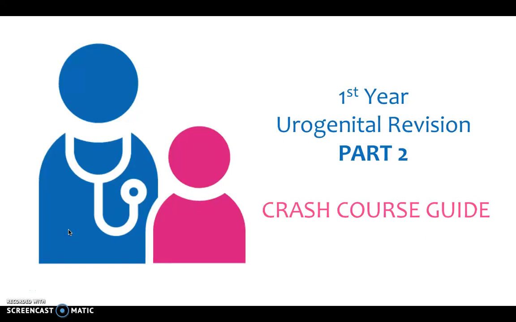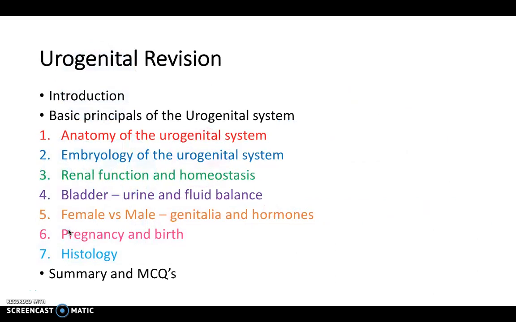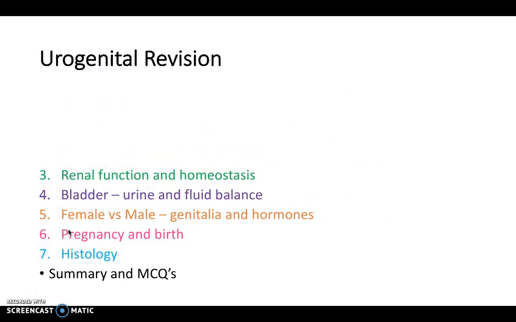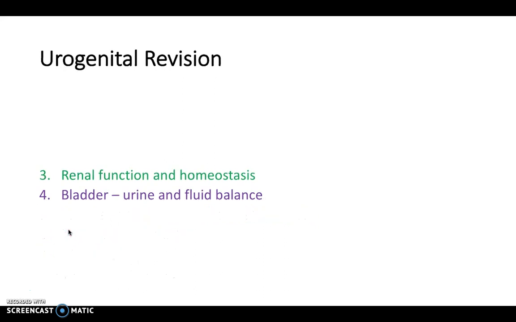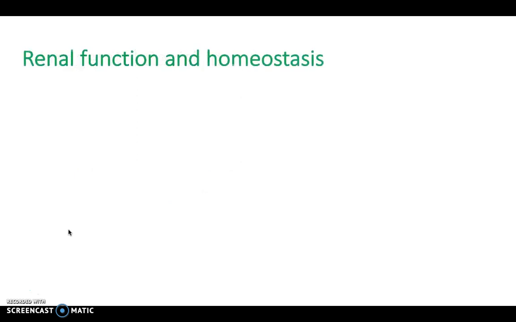Hello and welcome to part 2 of Anatomy and Physiology for the urogenital system. Today we're going to be continuing to look at some of the key principles of the urogenital system by taking a look at renal function and homeostasis, as well as the bladder, urine and fluid balance. So let's start by taking a look at renal function and homeostasis.